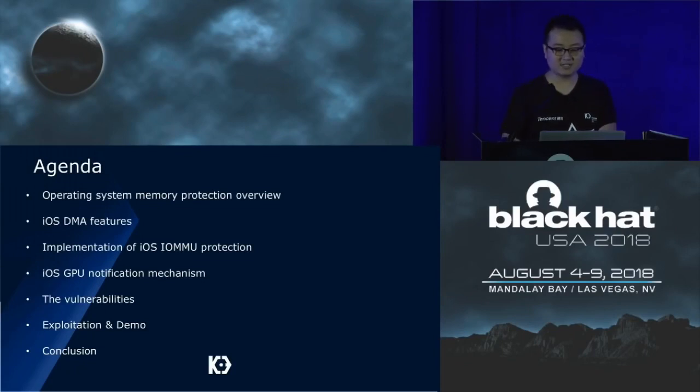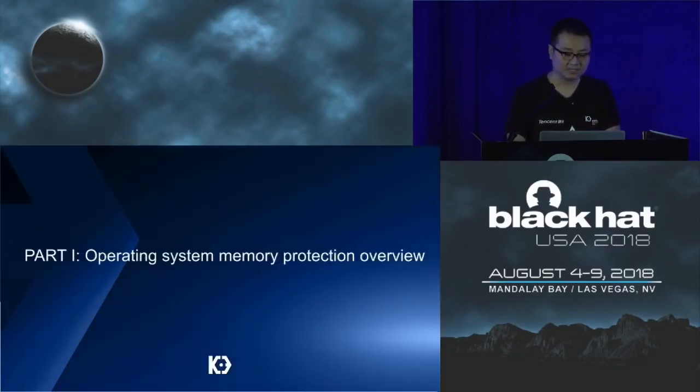And with enough knowledge explained, we will finally talk about the bugs, which include two of them. The first one is a vulnerability in the DMA mapping feature, and the other is an out-of-bound write in the Apple graphics stack. After the vulnerabilities have been explained, we will talk about the exploitation with a demo, and then we will conclude this talk. So the first part is the operating system memory protection overview.